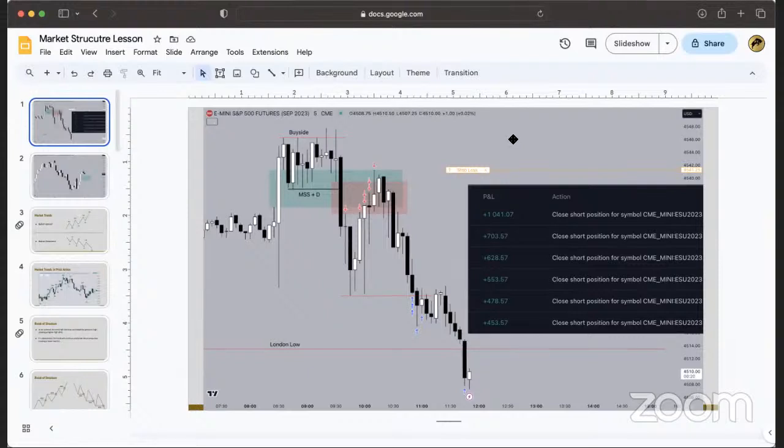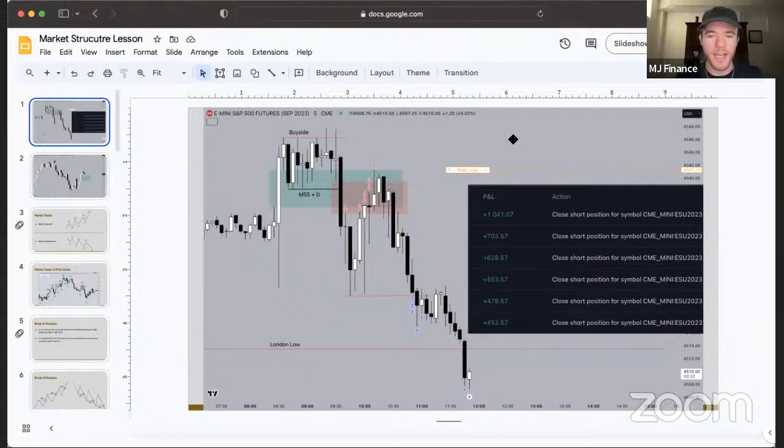We are live. All right, so today we're going to go over market structure, and this is a trade I took. As you can see, the profits are there. It's about 4,000 on the S&P 500. I trade futures, but it's the same thing, same type of price action if you were trading SPY or SPX.